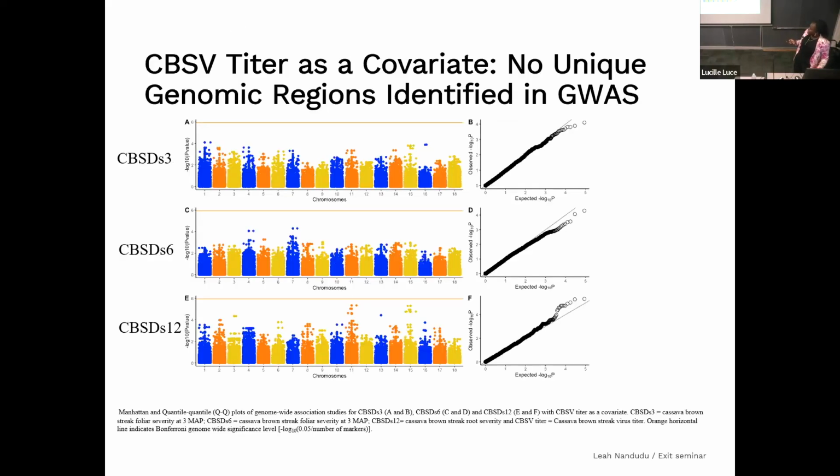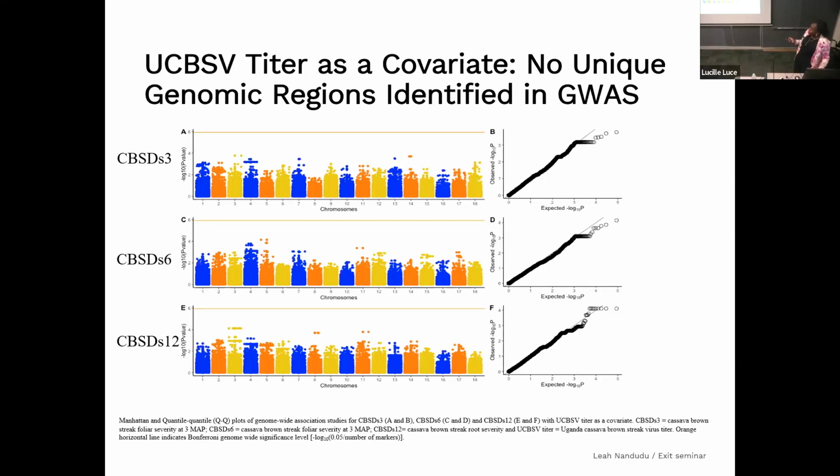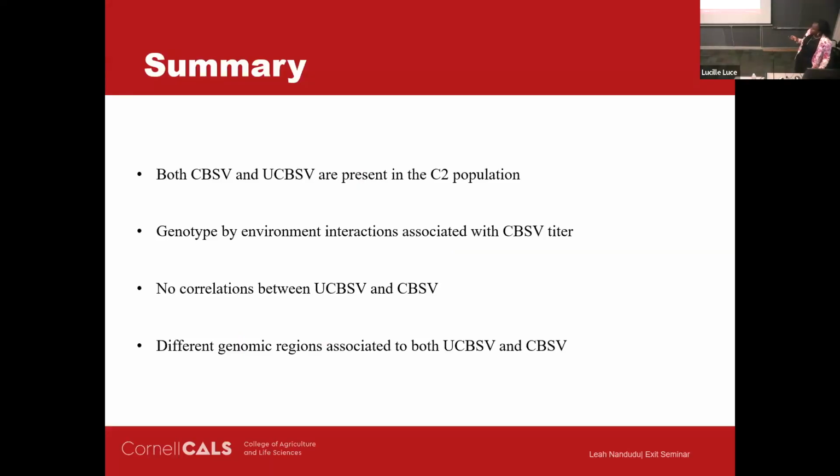So we were also curious if we included UCBSV and CBSV titer, viral titer, as a covariate for the 1 to 5 scoring method. One, we wanted to improve the precision, but also there's the concept of tolerance, right? Where if you account for titer, then you could pick out regions that control tolerance. So the plant has the virus, but then it gives you good yield. We did not pick anything when we used CBSV viral titer as a covariate for the 1 to 5 scoring method, and the same trend was seen for UCBSV virus titer as a covariate. Nothing interesting came up.